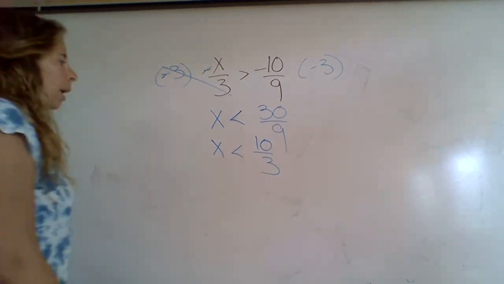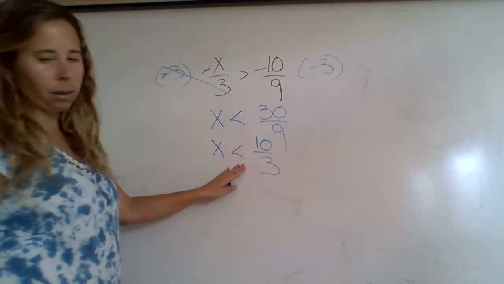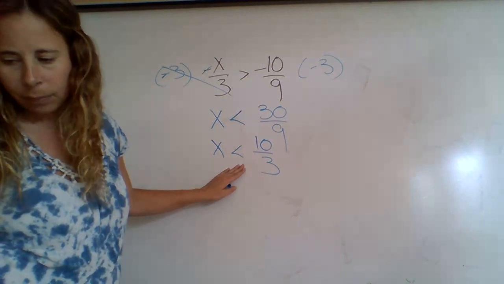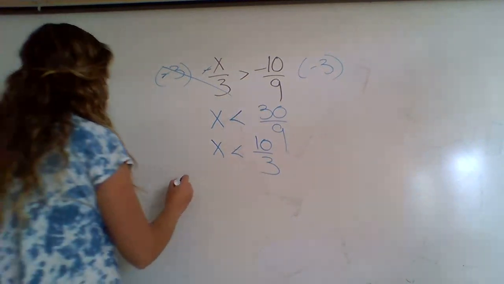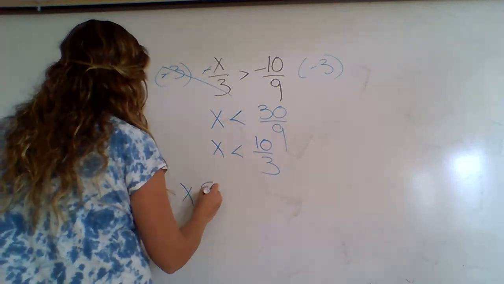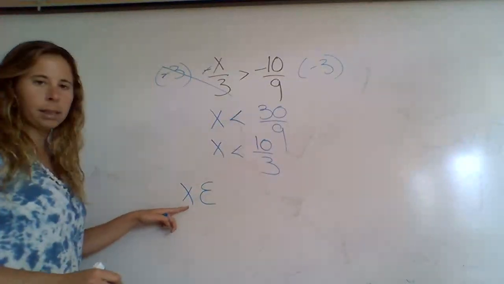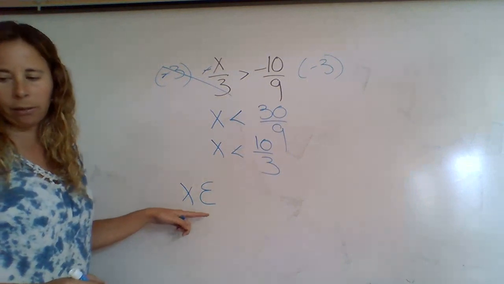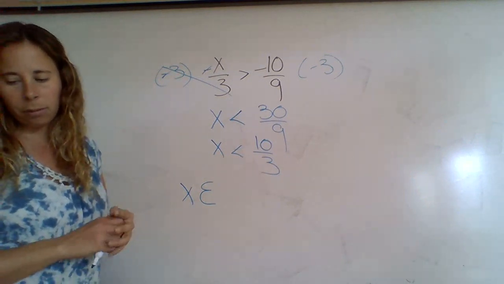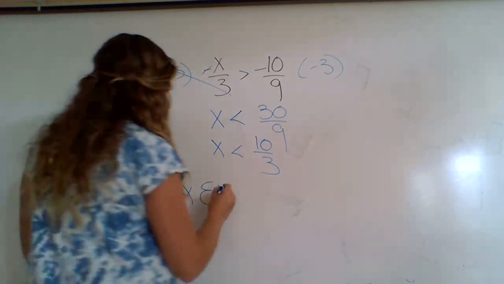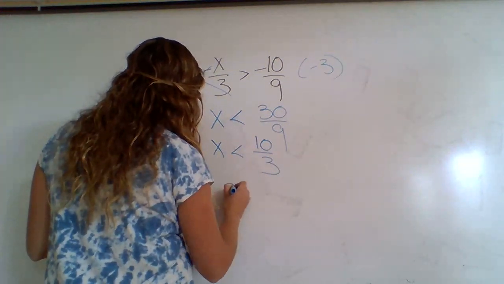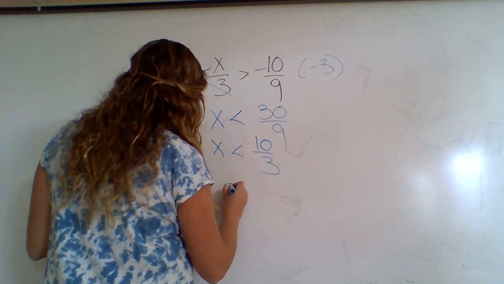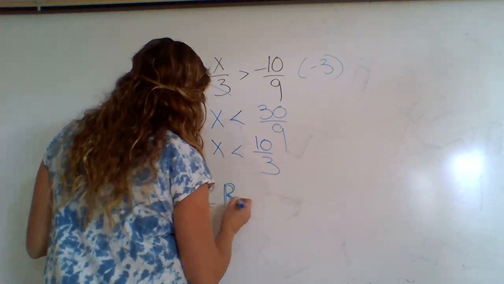All right, and then you have to write it in this notation. So x is less than 10 thirds. And then x is the set. Okay, x is the set of, and then they have this weird r that I don't really think I can draw very well. Well, actually, that was pretty good.